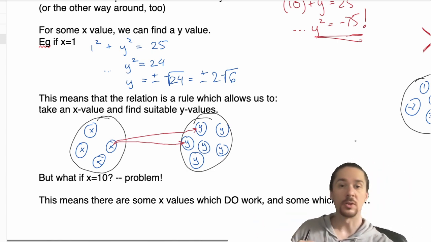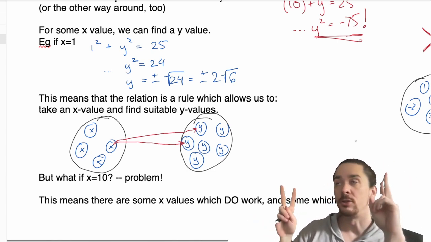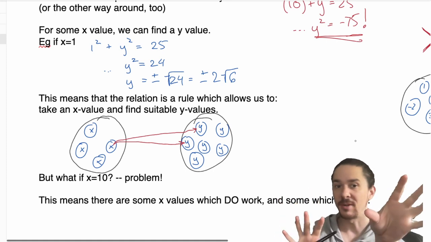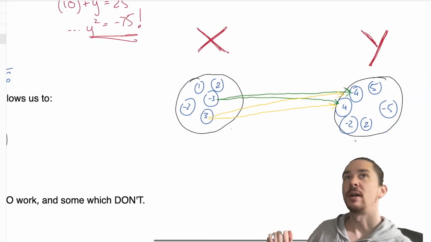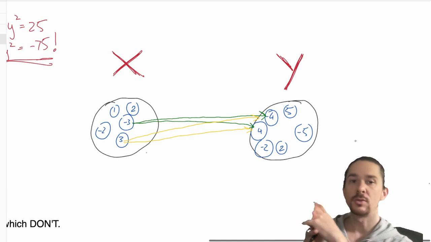And we're going to come back to this concept very soon, and we're going to talk about the domain of a function. But we're not up to functions yet. We're still on relations. So I just want to use this visualization here.